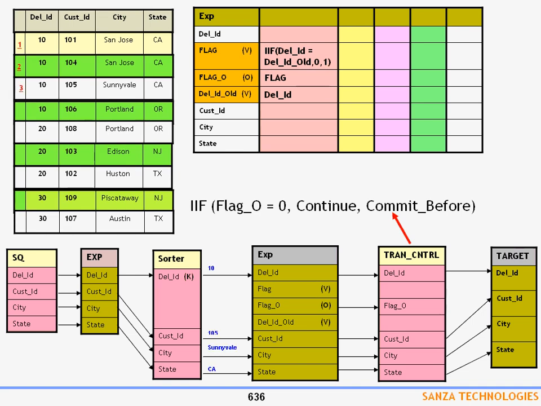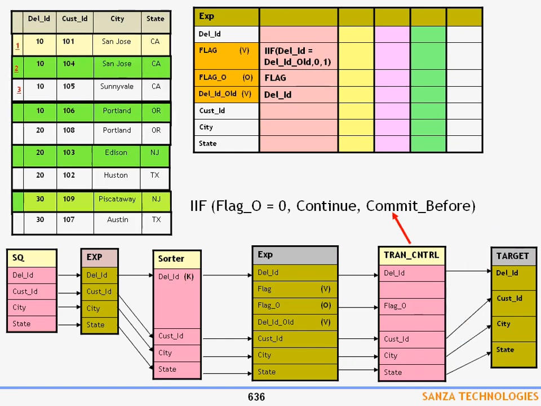Second 10 will come, third 10 will come with customer ID 105. Input goes to the first variable port, 10 is equal to 10, because the previous value is also 10, so it will have 0. But still it will assign that 10 to the variable port dealership ID old. Please observe it. That is, the third record's dealership ID 10 will be assigned to that variable port of dealership ID old. Output port flag is equal to 0. If flag is equal to 0, continue, load.